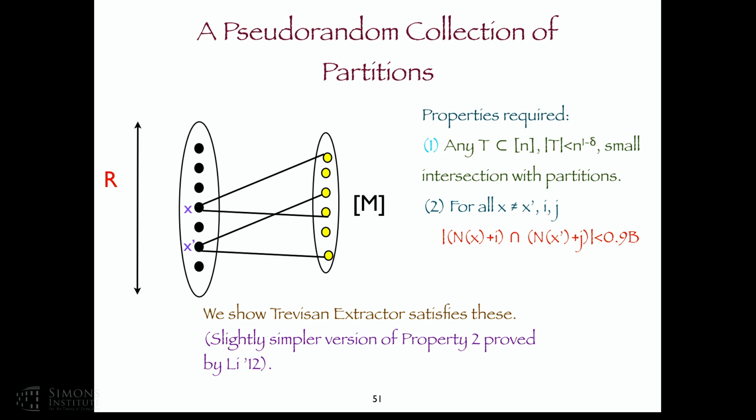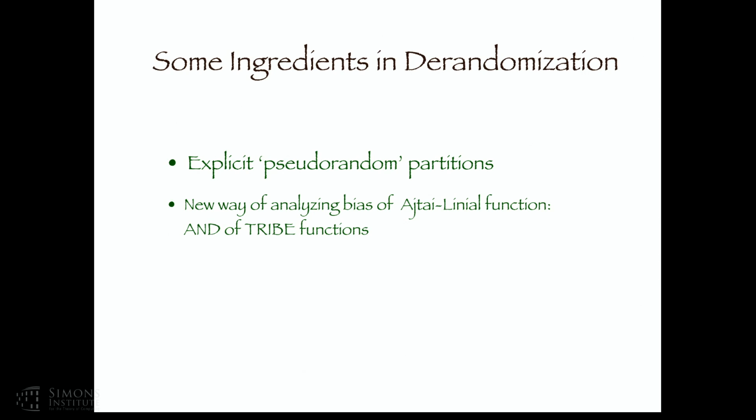And the properties that we needed from the partitions translate to properties of this graph. The first property is the limited intersection property, which is fairly direct from the sampler view of the extractor. The second is a design property, which Luca Trevisan's extractor actually satisfies. We proved this. So using these things, we come up with the partitions. And so the main ingredients are the pseudorandom partitions, and we show a new way of analyzing the bias of the anti-linear function, which is actually crucial in showing that you don't need to negate variables, and you get a monotone function.